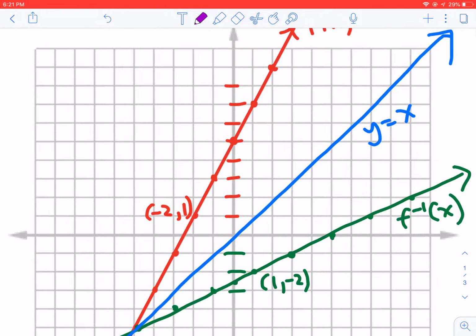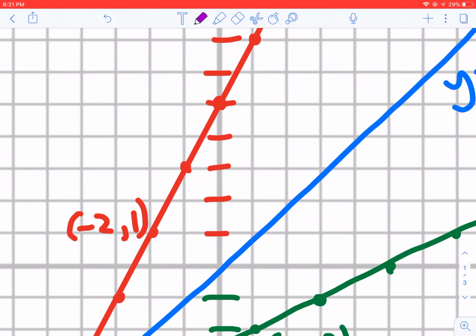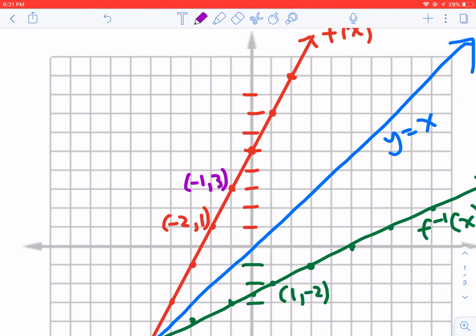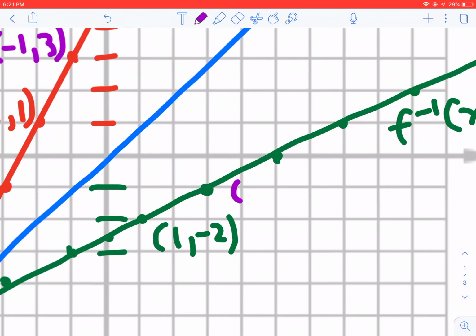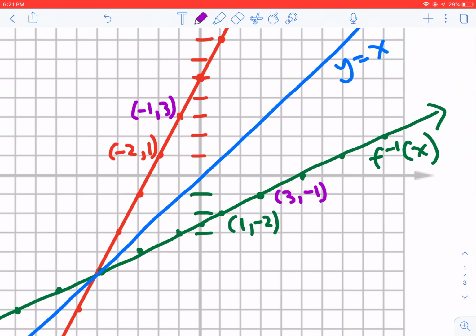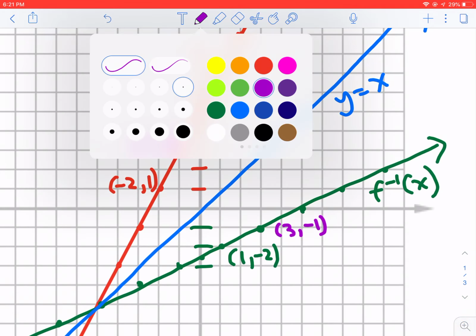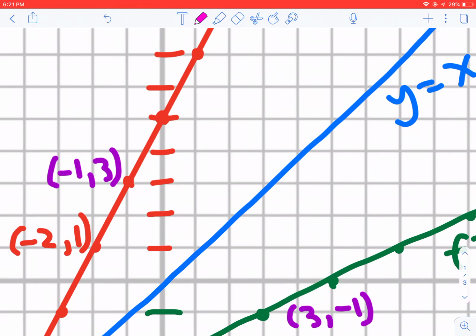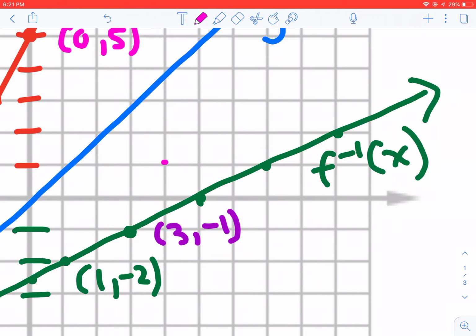If I have this point over here, this looks like negative 1 comma 3. Right, doesn't that become 3 comma negative 1? And there we go, that's the point 3 comma negative 1. Alright, I'll do one more point. This point 0 comma 1, 2, 3, 4, 5. That's going to become 5 comma 0. And there it is.